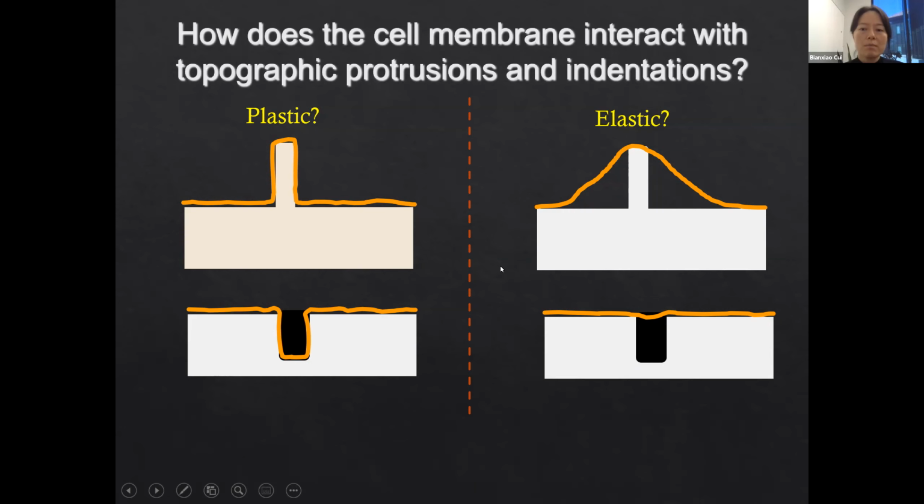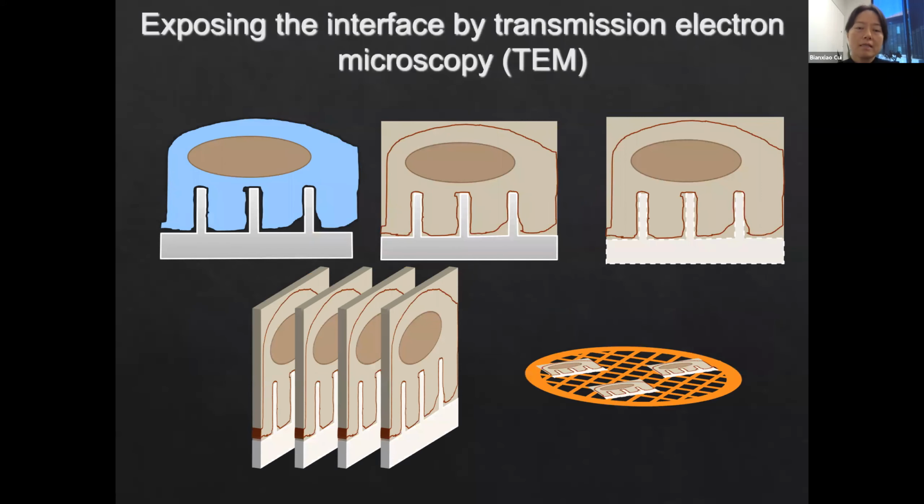So exactly how the cell membrane interacts with different topography turns out is not very well understood. And to look at the interface, because those nanostructures are often in the order of tens of nanometers to hundreds of nanometers, we decided to use electron microscopy. We started by using transmission electron microscopy. In transmission electron microscopy, we fix the cell, we infuse the cell with resin, and we polymerize the resin.